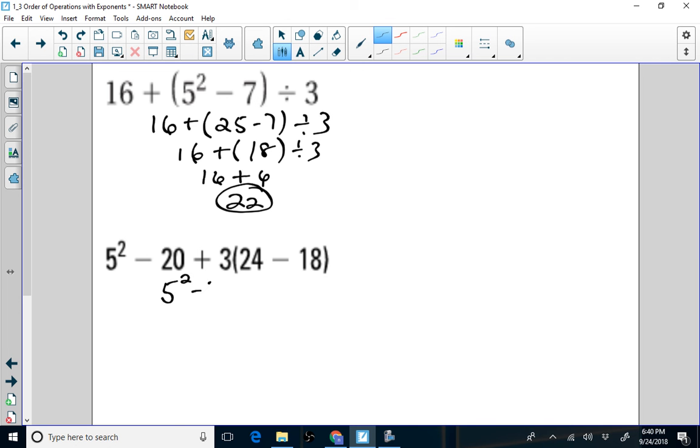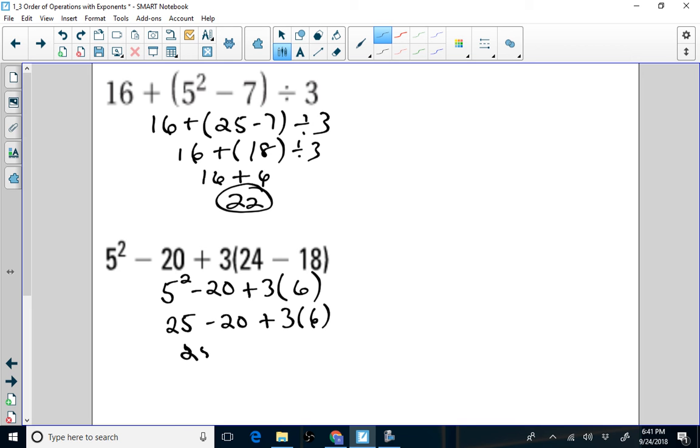In our last example, parentheses has to be done first. So I recopy 5 squared minus 20 plus 3, and I just do the parentheses. 24 minus 18 is 6. Now I can do my exponent. 5 squared is 25 minus 20 plus 3 times 6. Multiplication has to be done before any addition.